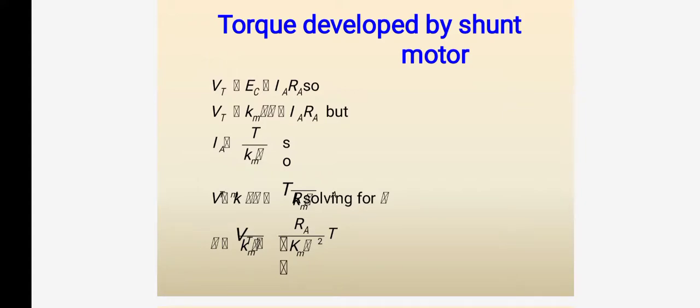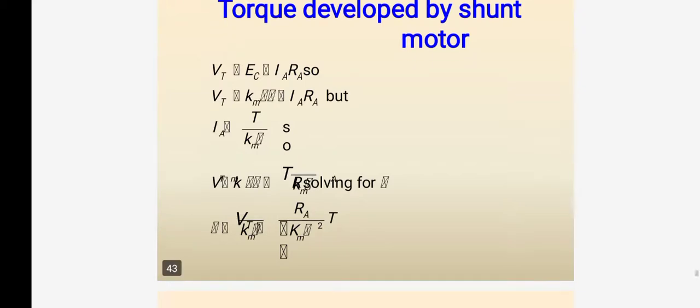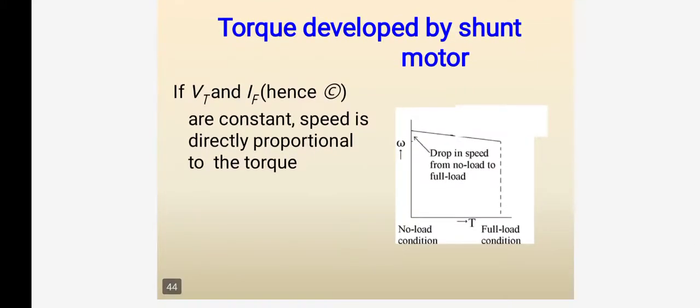Torque developed by the shunt motor: Vt equals Ec plus Ia Ra, so Vt equals Km phi omega plus Ia Ra. But Ia equals T by Km phi, so Vt equals Km phi omega plus T by Km phi times Ra. Solving, omega equals Vt by Km phi minus Ra by Km phi squared times T. This is the torque developed by the shunt motor.